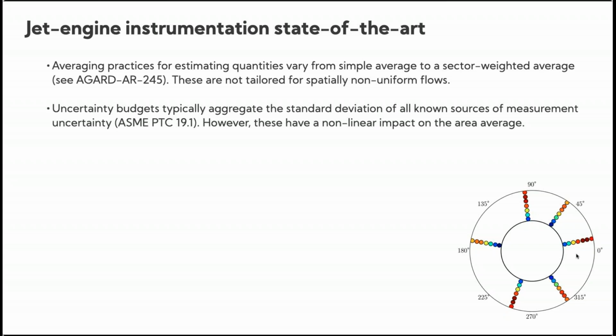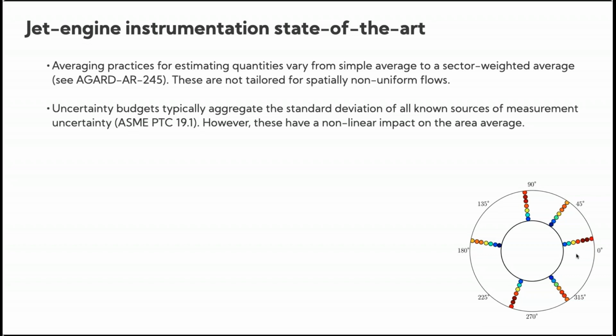Now, a little more scene setting. Averaging practices for estimating quantities typically vary from simple averages, so you just take an ensemble average, if you will, or more refined sector-weighted averages. So basically, you work out what the sector coverage of each probe is, and you weight it accordingly. What that would imply is probes towards the casing would have far more weight compared to probes at the hub, just because of the sector area they cover.